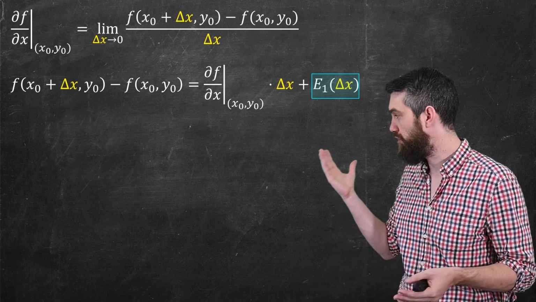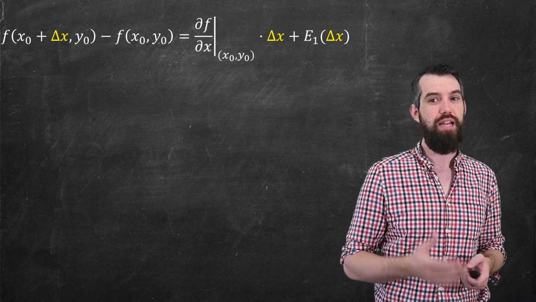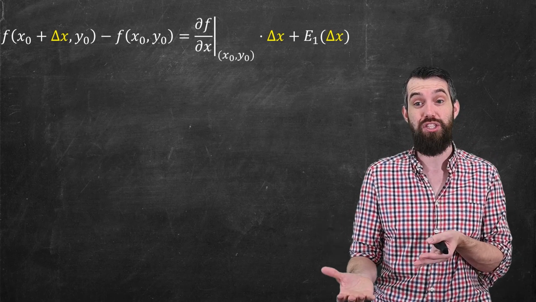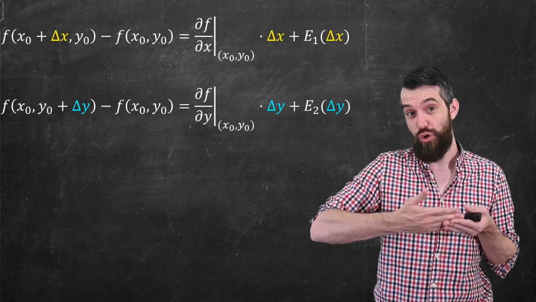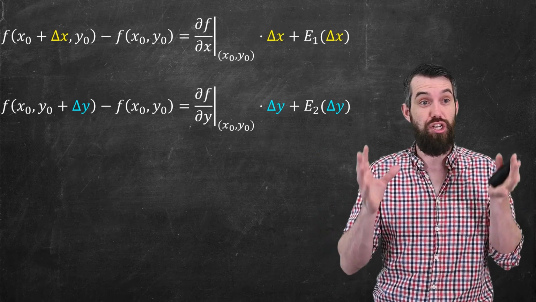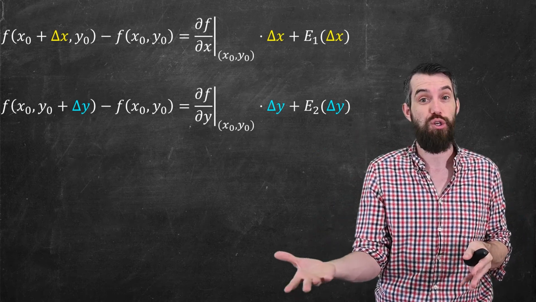Okay, so that's the partial derivative with respect to x. Let me put it just there by itself. But we could also write down the partial derivative with respect to y. It's going to be the exact same story. It's just that the y naught is changing to y naught plus delta y. And as a result, you're going to get this approximation in terms of the partial derivative with respect to y, and then an error term in terms of delta y.